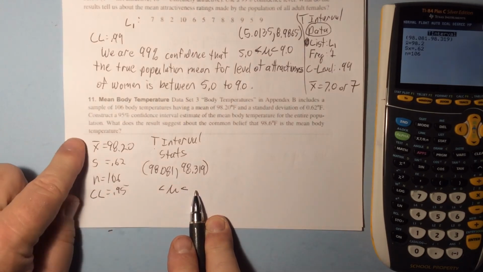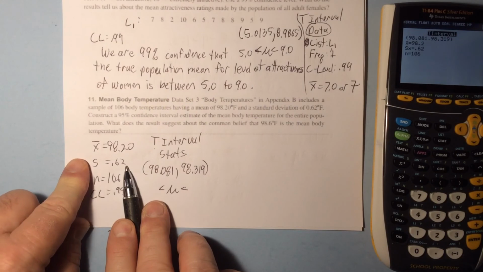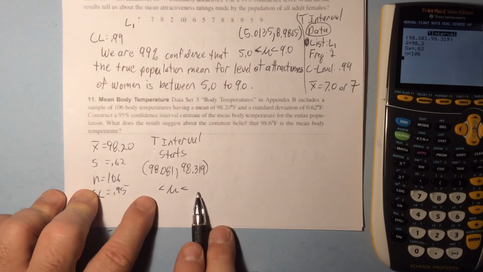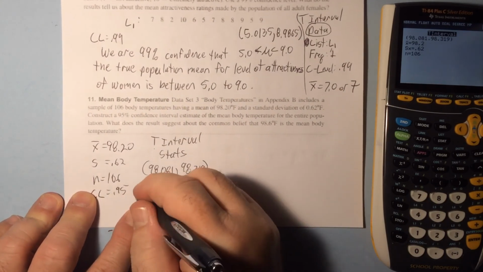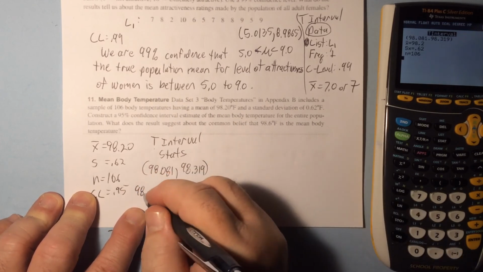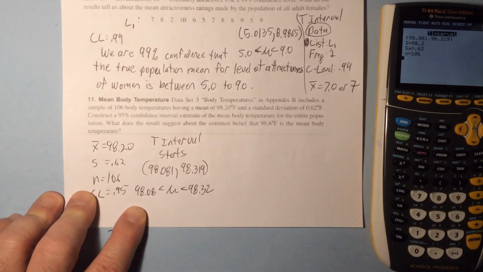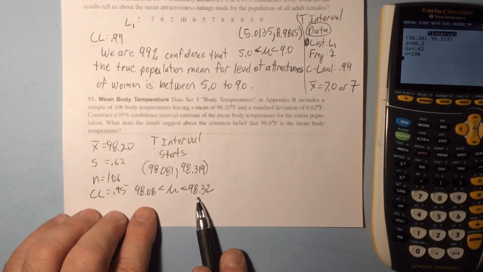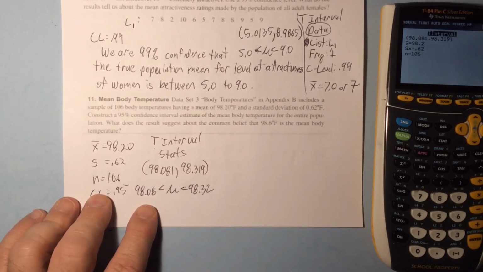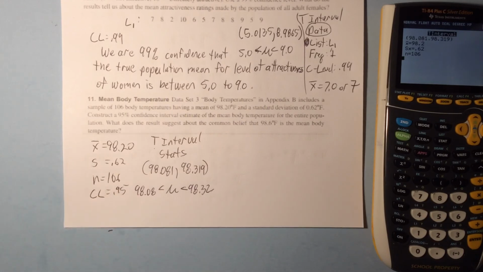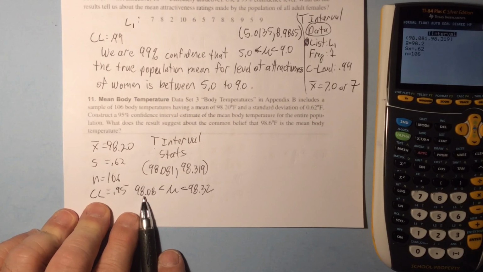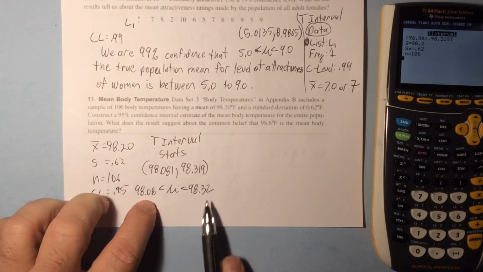When we want to show this, we want to know how many decimal places we round this to. Well, if the sample mean and the sample standard deviation are both rounded to 2 decimal places, we're going to round these results to 2 decimal places also. 98.08, and 98.32. Okay, so this is the confidence interval we're looking for. So we're saying we're 95% confident that the true population mean for body temperature is between 98.08 and 98.32.